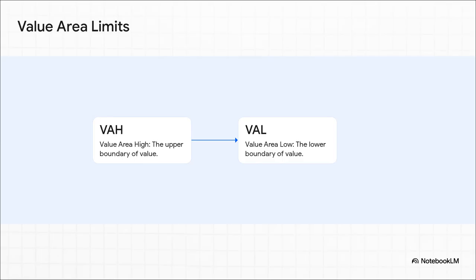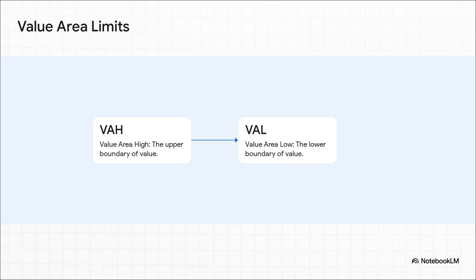How do we actually draw the borders of this neighborhood? Step 1 is establishing the value area high, or VAH. That's our upper boundary. And step 2 is the value area low, or VAL, representing the lower boundary. Now, here is the crucial takeaway. When price is inside these two boundaries, the market is in a state of balance.